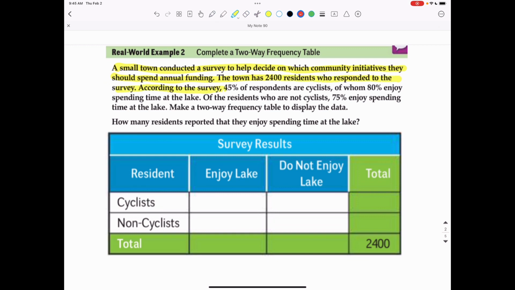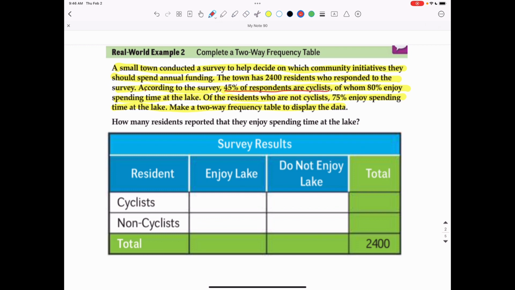According to the survey, 45% of respondents are cyclists, of whom 80% enjoy spending time at the lake. Of the residents who are not cyclists, 75% enjoy spending time at the lake. Make a two-way frequency table to display the data. We do have 2,400 residents, and that goes in the total cell.